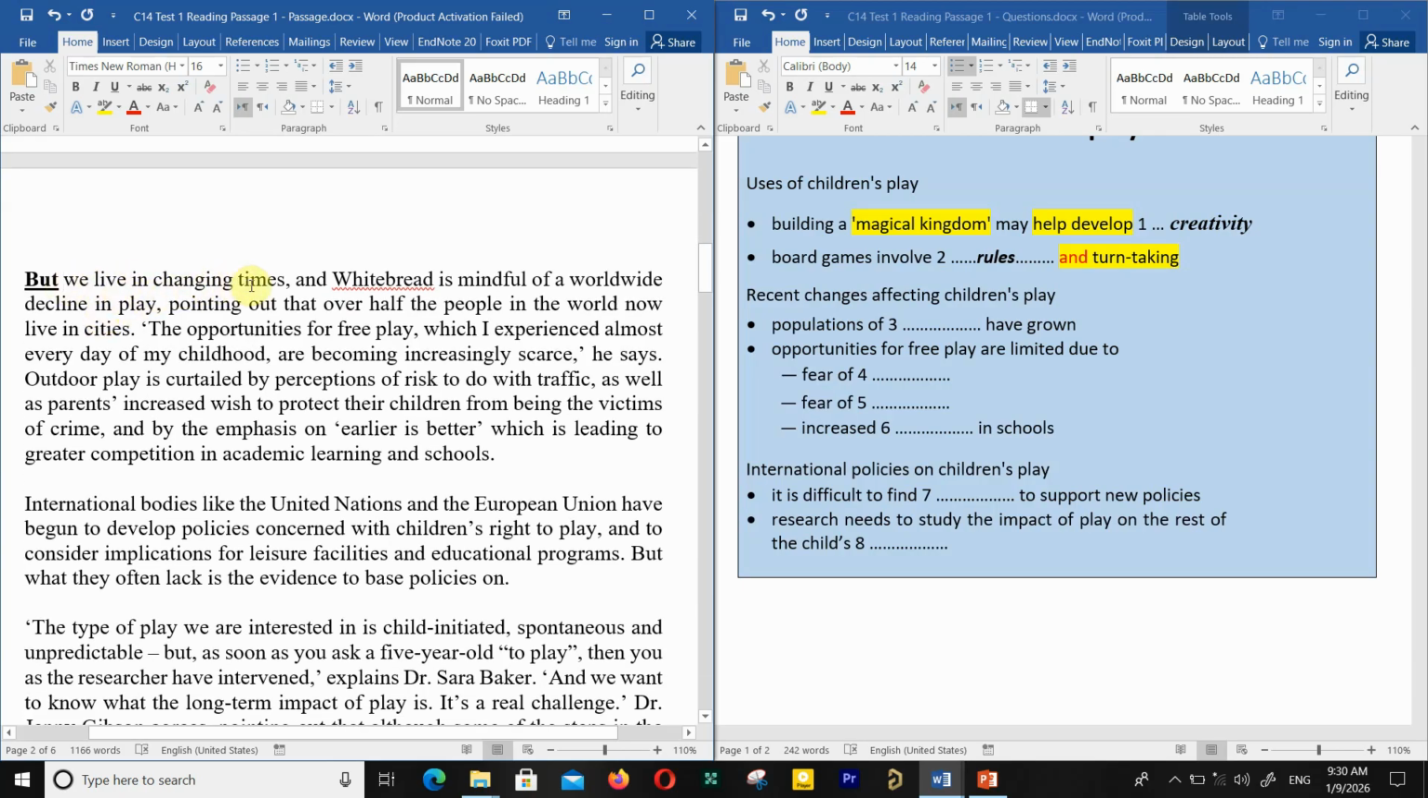But we live in changing times, and Whitebread is mindful of a worldwide decline in play, pointing out that over half the people in the world now live in cities. Half the people in the world now live in cities. So population of cities have grown. So cities is the right answer. It's obvious.